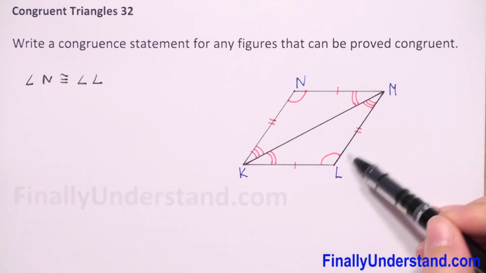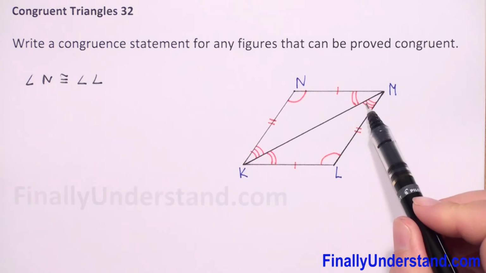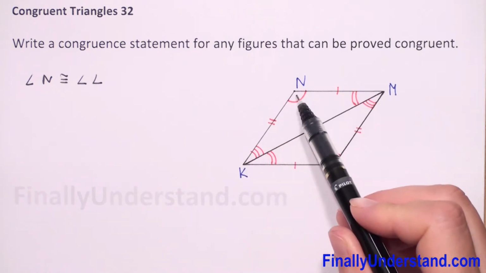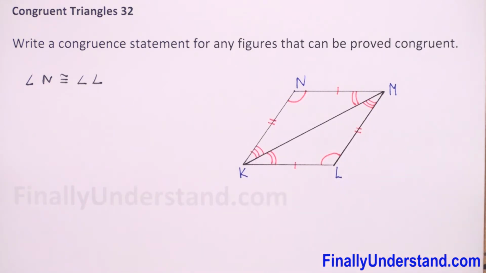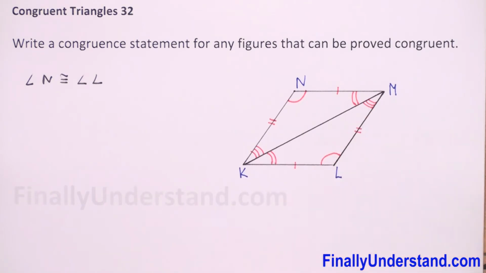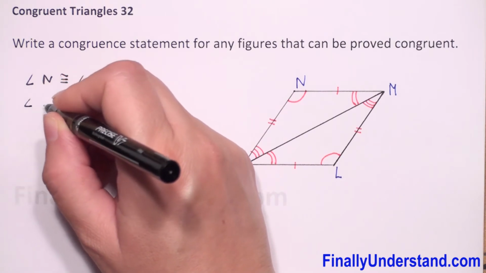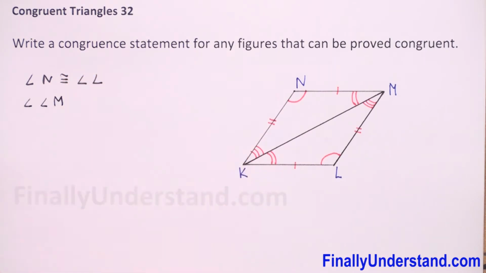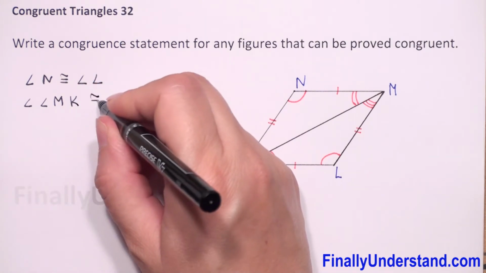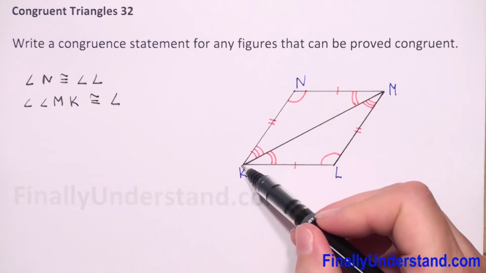Next, angle LMK has three lines, and angle MKN has three lines. So these two angles are congruent too. So we can write that angle LMK is congruent to angle MKN.